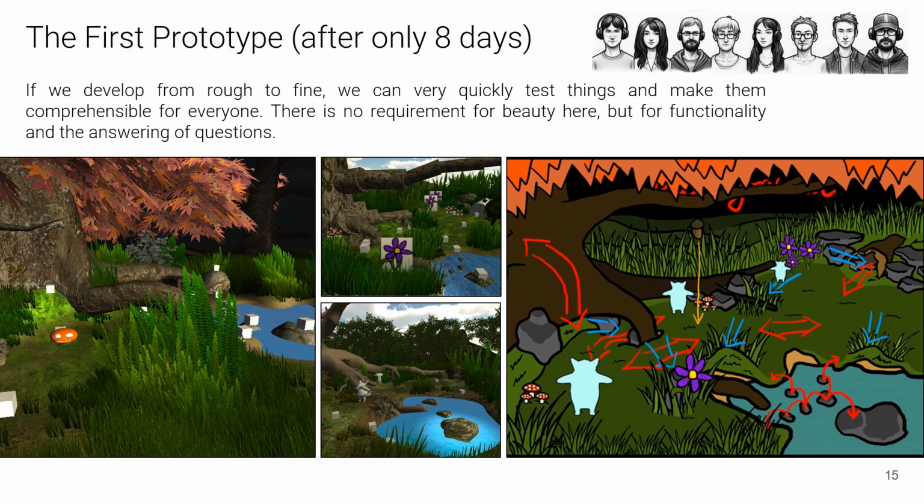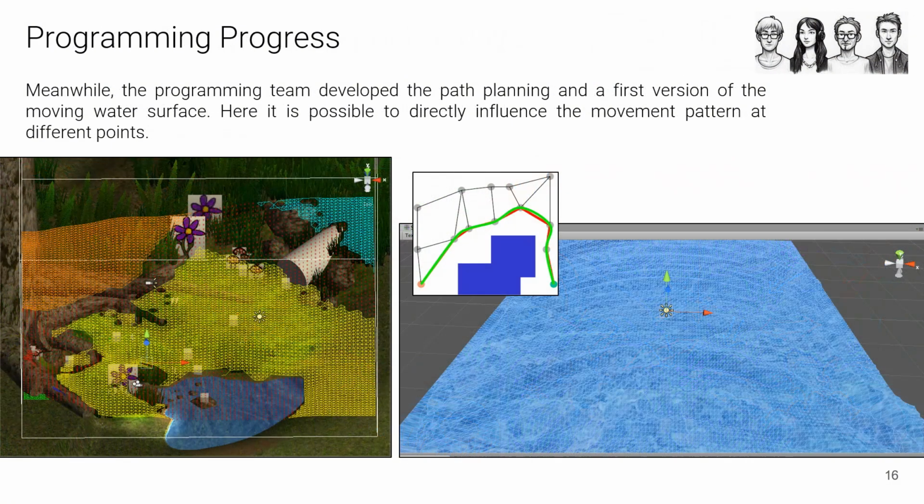Here we see a tree and water. White boxes stand for important places where the protagonist can do things. This world is a good place to discuss and check things in a team. There was also progress in the programming team. For example, the path planning for the protagonist was implemented in Unity. Since water will later play an important role in the interaction with visitors in the lobby, a first version of a moving water surface was developed. Here it is possible to directly influence the movement pattern at different points.